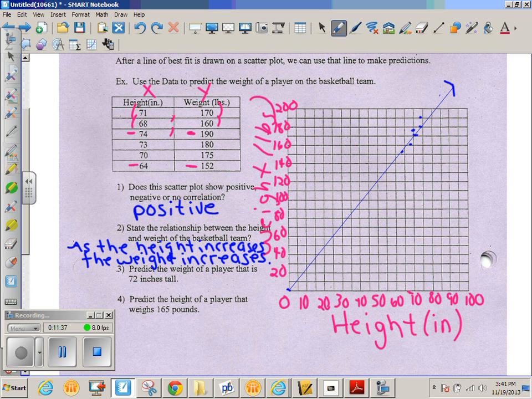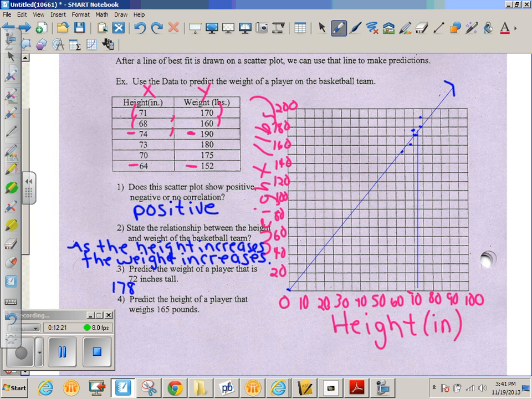It says predict the weight of a player that is 72 inches tall. And so I can look at this graph and I can see, following approximately, if I'm at 72, then I'm going to be right next to the right of 70. Let me actually pull out a line. So at about 72, that's going to go up to the line at approximately that point, which I would say is almost 180, maybe about 178.